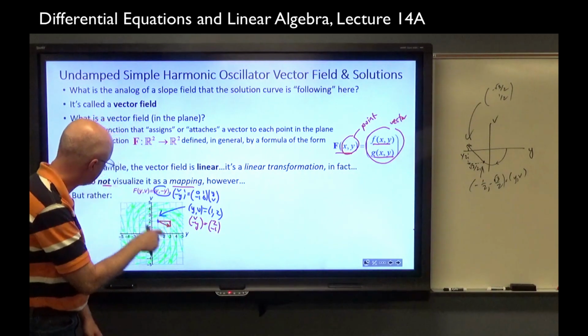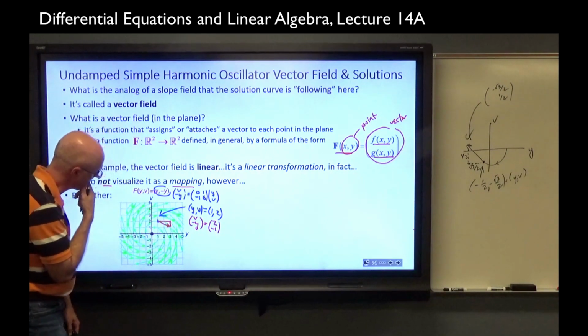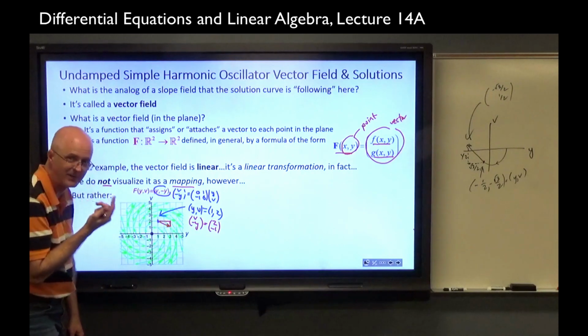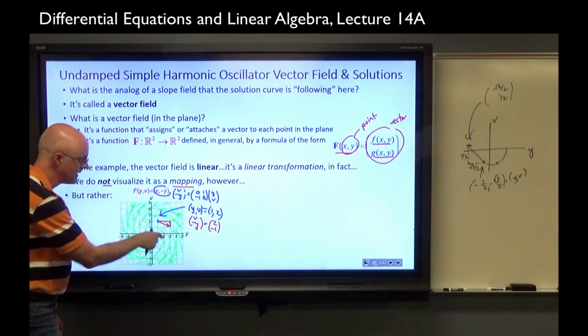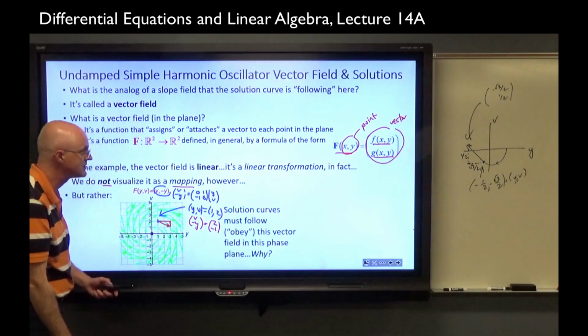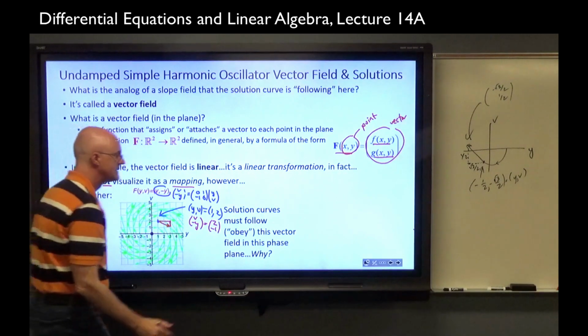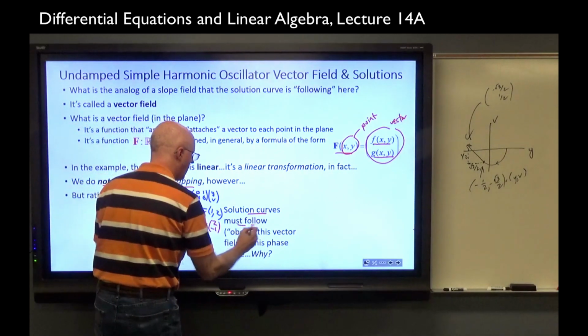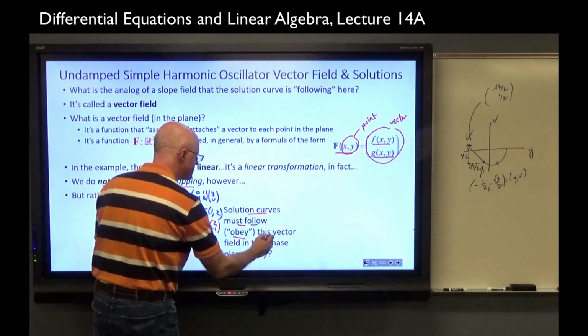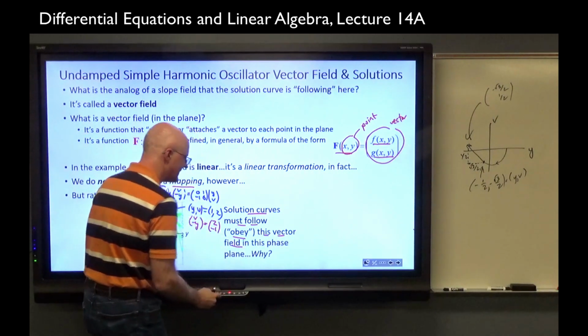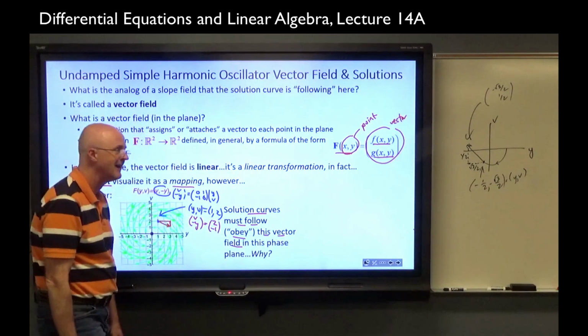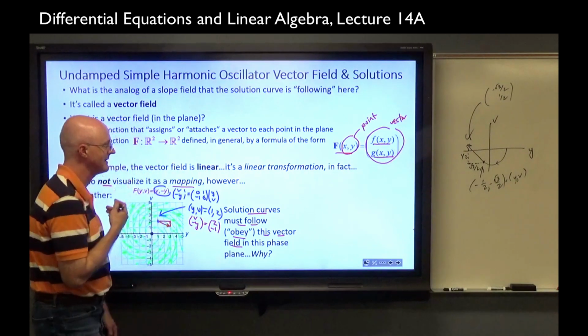Maybe the origin is like a sink, and the water goes down the sink, or maybe not. Maybe it just keeps going around and around without going down the sink. In fact, we know it doesn't go down the sink. We know that solutions are periodic. Solution curves must follow or obey this vector field in the phase plane. Why? By what I said previously.